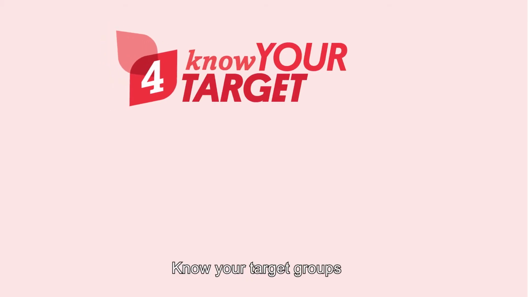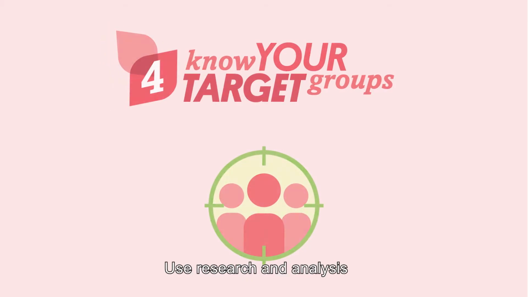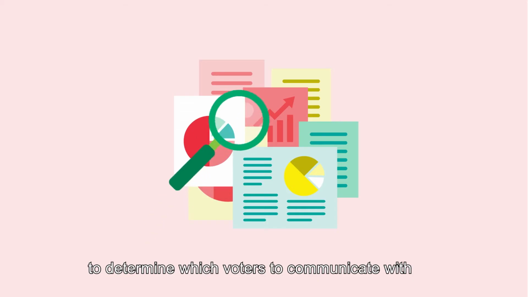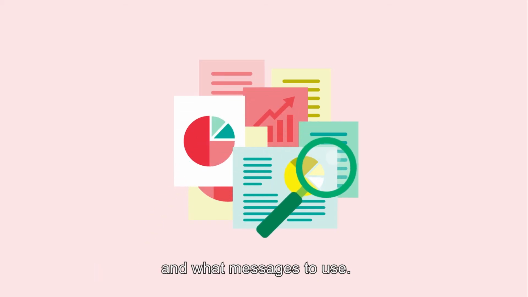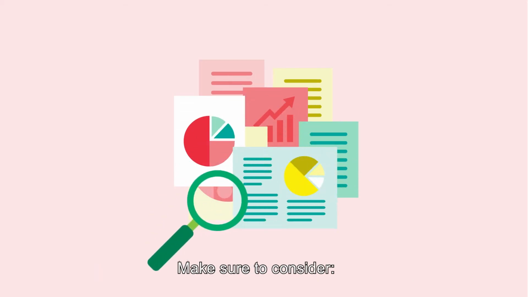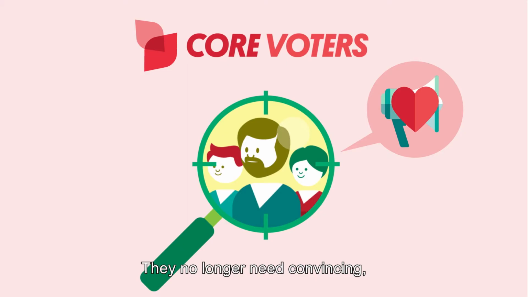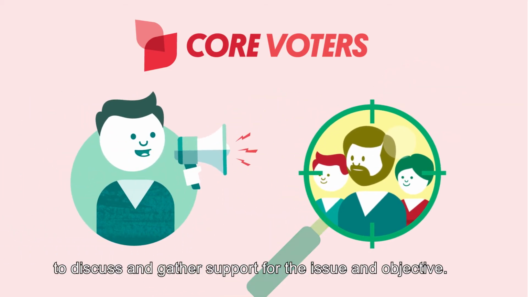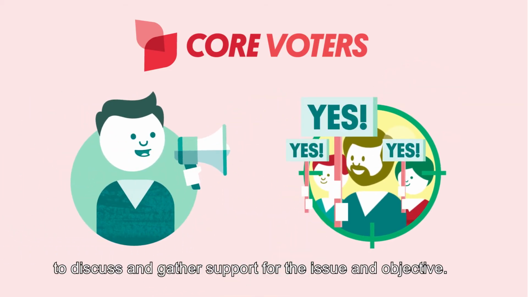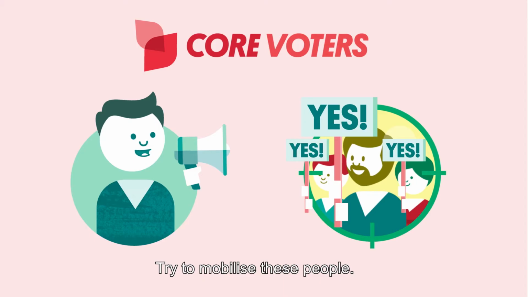4. Know your target groups. Use research and analysis to determine which voters to communicate with and what messages to use. Make sure to consider core voters who support your cause or party. They no longer need convincing and they require no further resources. They do not have to be persuaded, but need to be motivated to discuss and gather support for the issue and objective. Try to mobilize these people.